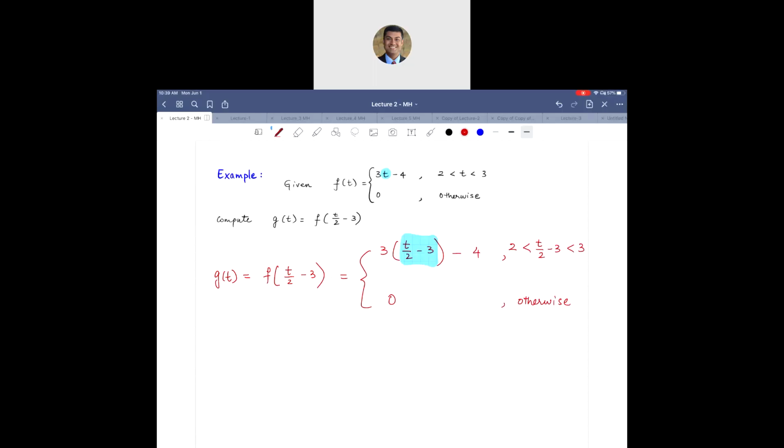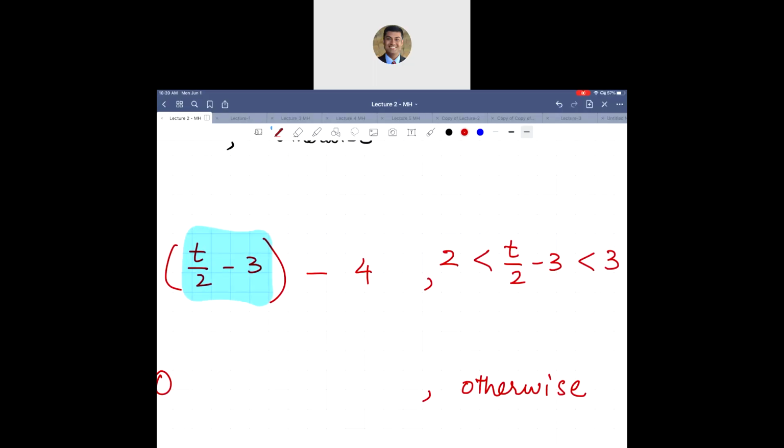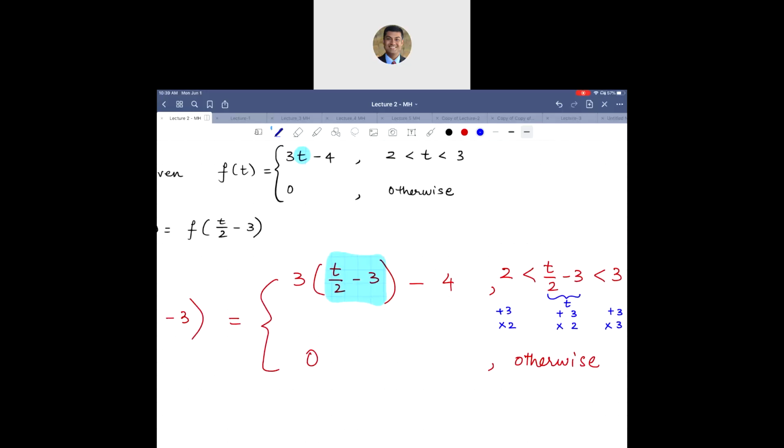Now, as you can see here, if you look at the range of time for which this is a line, I have it in a slightly weird form over here: 2 less than t divided by 2 minus 3 less than 3. So I would want it to be expressed as just a range on the t variable. So to convert this to t, what would I have to do? I would have to add 3 everywhere and then multiply by 2 everywhere. So if I add 3 here, here, and here, followed by multiplication of 2 here, here, and here, I will get the function in this form.